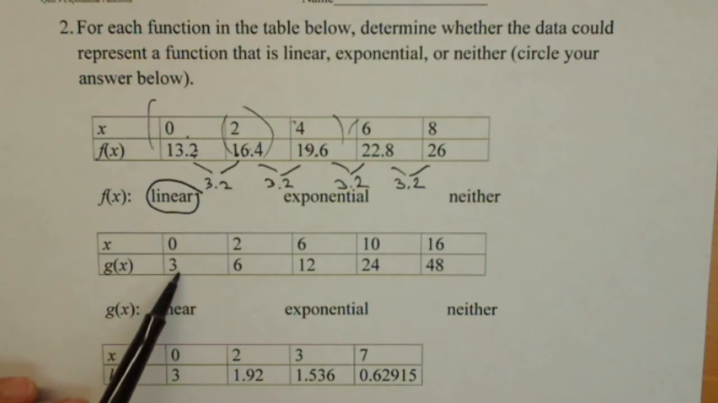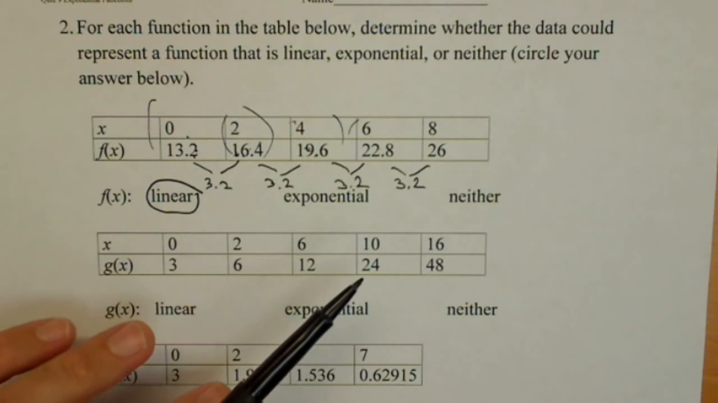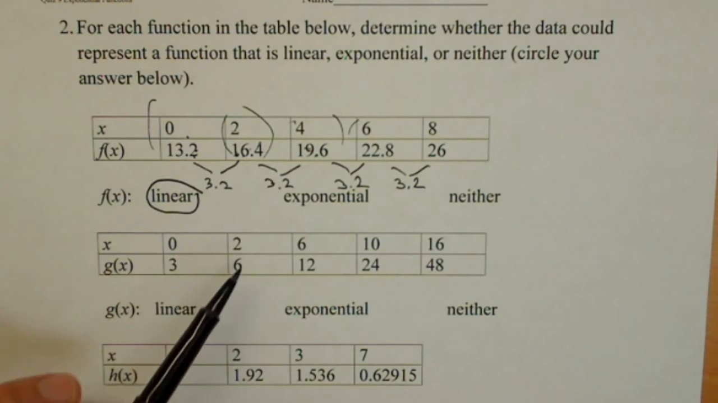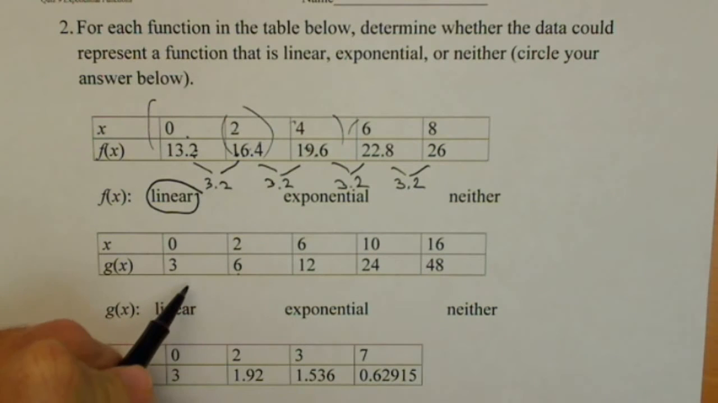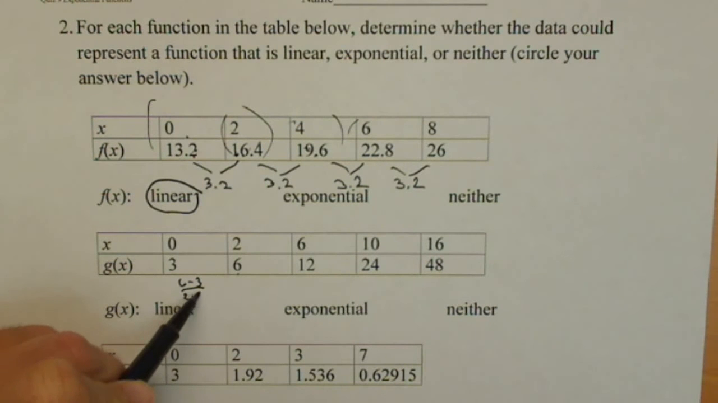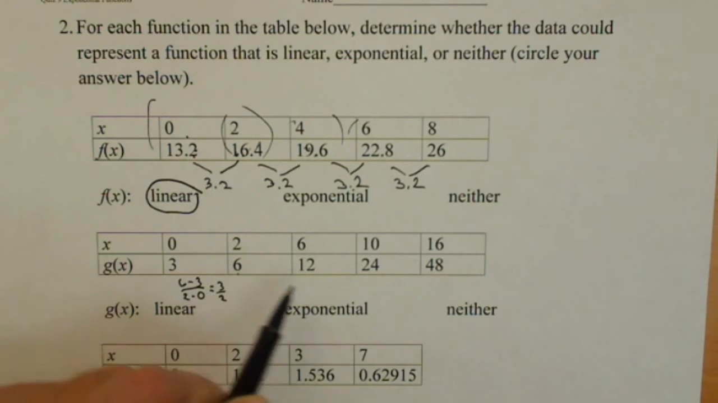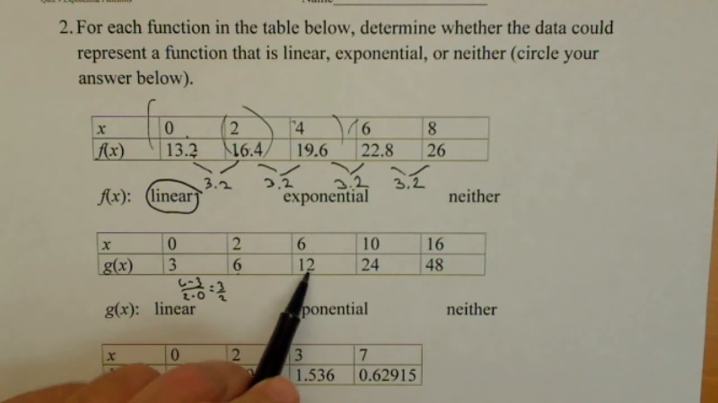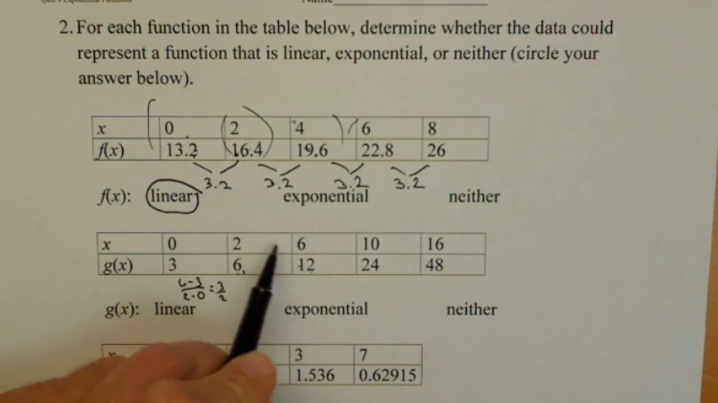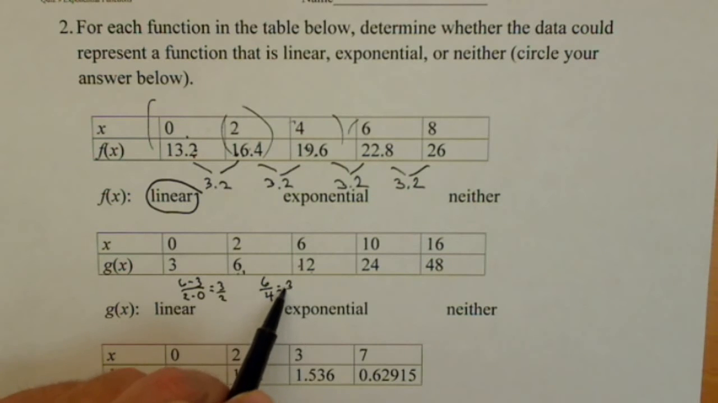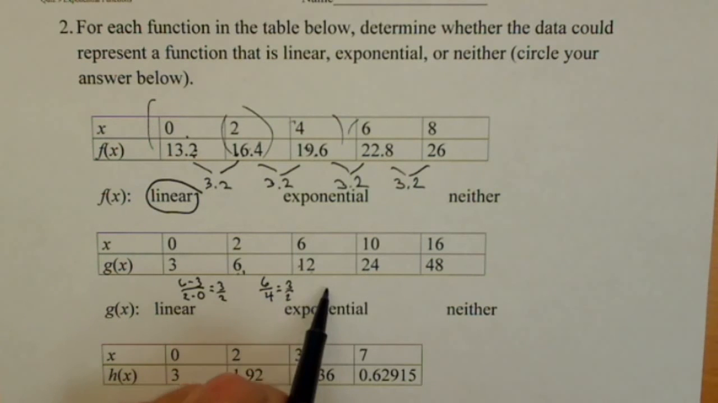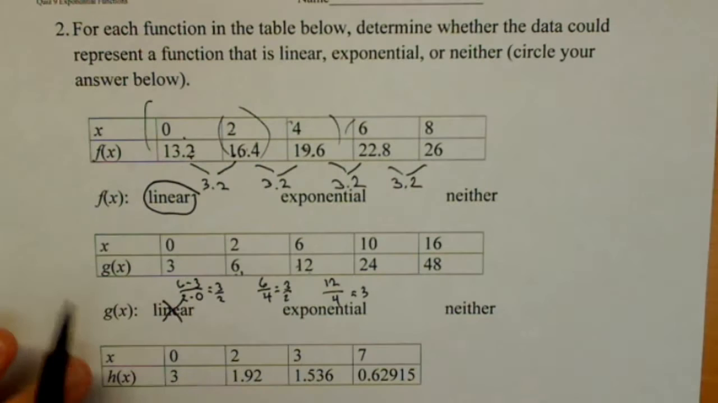Let's go to our next table. Notice our inputs this time are not equally spaced. So we can't just do the differences, but we could look at the slopes. So the slope here on this first one, we have 6 minus 3 over 2 minus 0. So that's 3 halves. Here we have a difference of 6, change in output over a difference of 4. That's 3 halves. Here we've got 12 over 4, which is 3, so it's definitely not linear.